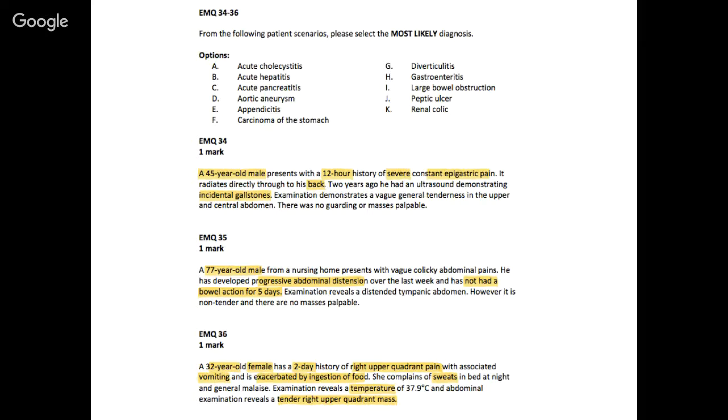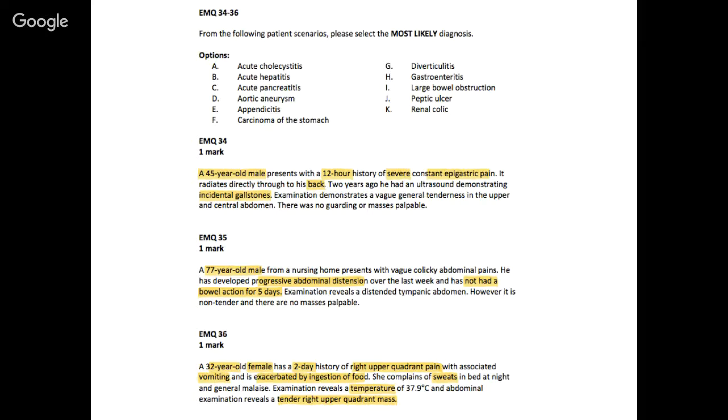So I think the first one is C, because acute pancreatitis, so severe constant epigastric pain radiating to his back. The pancreas is a retroperitoneal organ. We'll talk about pancreatitis next week, but the most common cause is ethanol or alcohol. The second most common cause is gallstones. Okay, so this is getting you to think about gallstones causing pancreatitis as well.